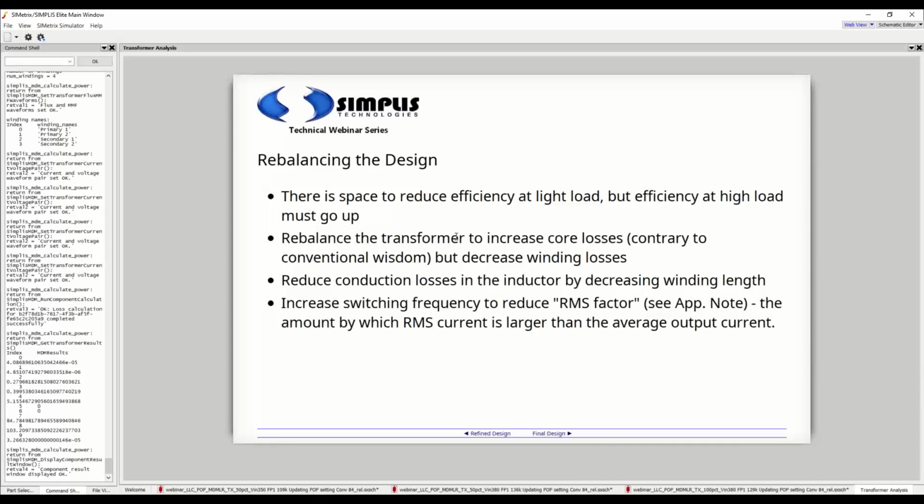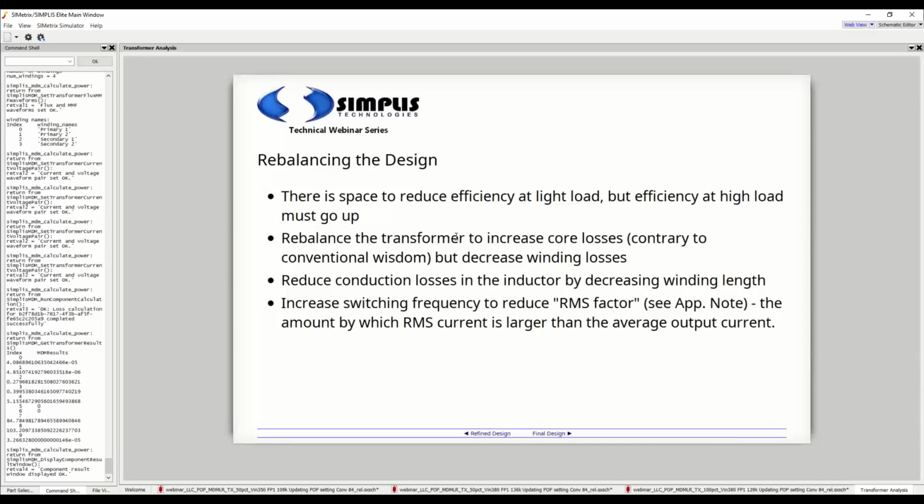We can rebalance the transformer to increase core losses, actually, which is contrary to what conventional wisdom might say, but decrease winding losses. Because we have space at that low load condition, and because core losses are more steady across the load range and are quite small, as we can see, if we can increase core loss less than we decrease winding loss at full load, then we have a chance at meeting this spec.